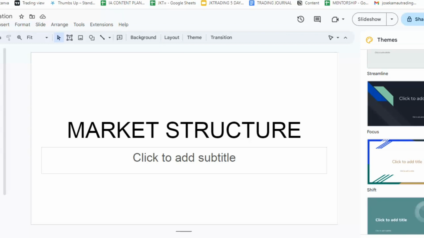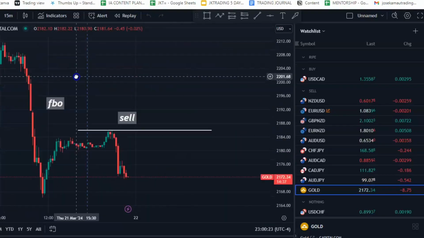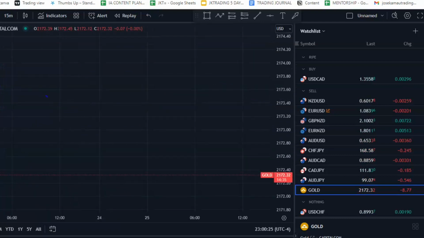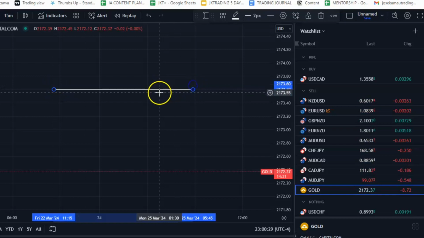Let's jump into the video. So step number one is the weekly structure. The weekly structure begins on Monday. Monday sets the high and the low of the week as usual.